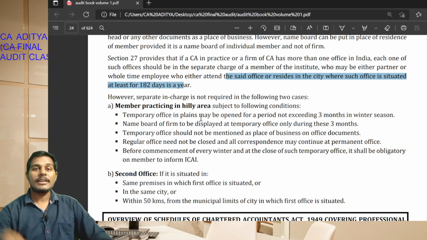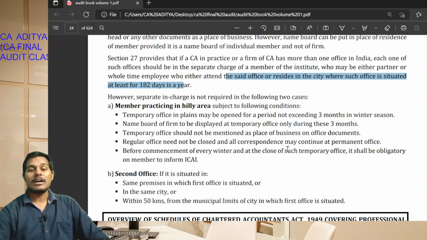Okay students, first, a temporary office is opened in the plains for a period of three months in the winter season, and no board has to be displayed at the temporary office for that period of 3 months. The temporary office should not be placed on the office documents. The regular office need not be closed and all correspondence may continue at the permanent office. Before opening or closing the temporary office, the ICAI shall be informed, that is, a letter shall be given to the ICAI on record that an office is opening in the winter season for a period of 3 months in the plains. The name board should be for the period of 3 months, and the temporary office should not be displayed in any other documents.